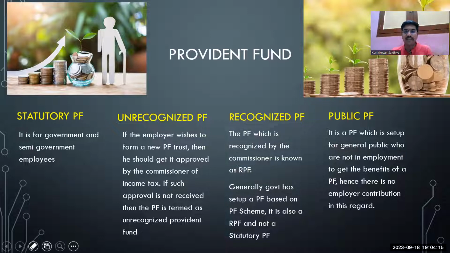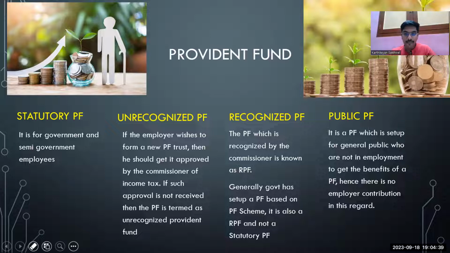Now, that trust, if the trust is recognized for the purposes of PF, if it is approved by the Commissioner of Income Tax, then it is known as recognized provident fund. If it is not approved by the Commissioner of Income Tax, it is known as the unrecognized provident fund. Is this clear? The definition of recognized provident fund and unrecognized provident fund?